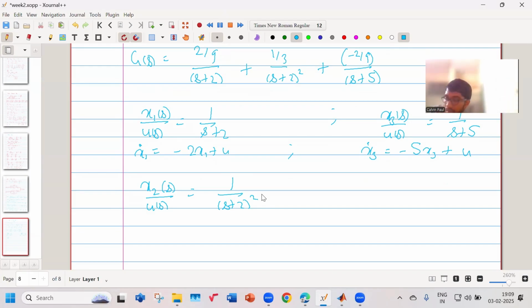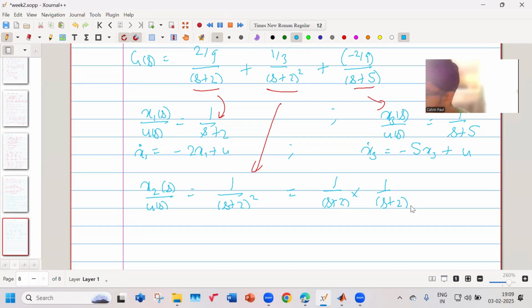So how do I tackle this? It is written as actually 1 upon (s plus 2) into 1 upon (s plus 2). So X2 of s upon U of s is equal to 1 upon (s plus 2) into what? 1 upon (s plus 2) is X1 of s upon U of s.